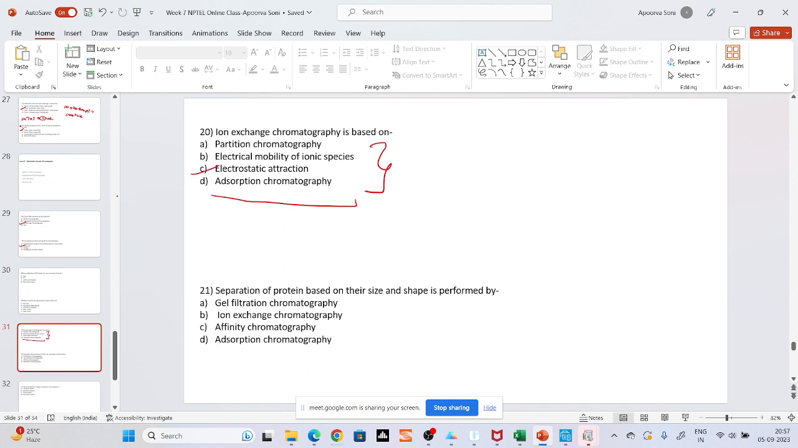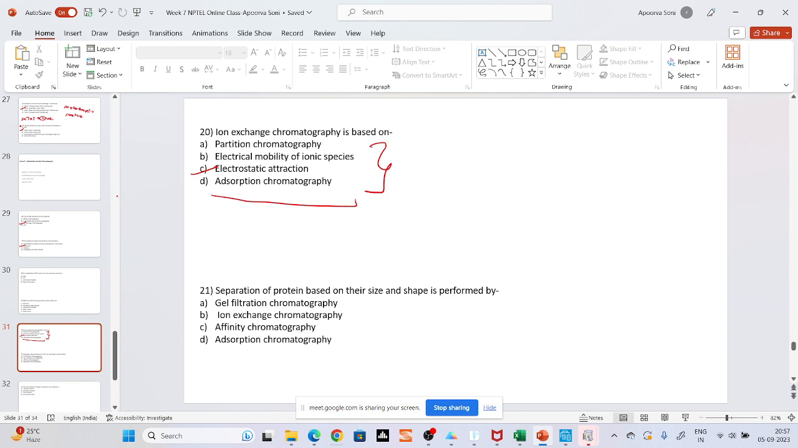Yes. Then question number 21 is separation of proteins based. Adsorption is one type of ion exchange chromatography. Sorry, can you repeat your question? Ion exchange chromatography is a kind of adsorption chromatography. Okay.